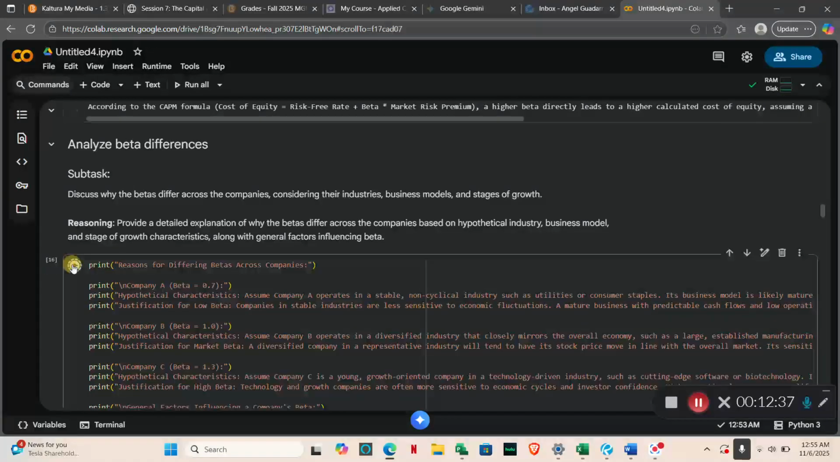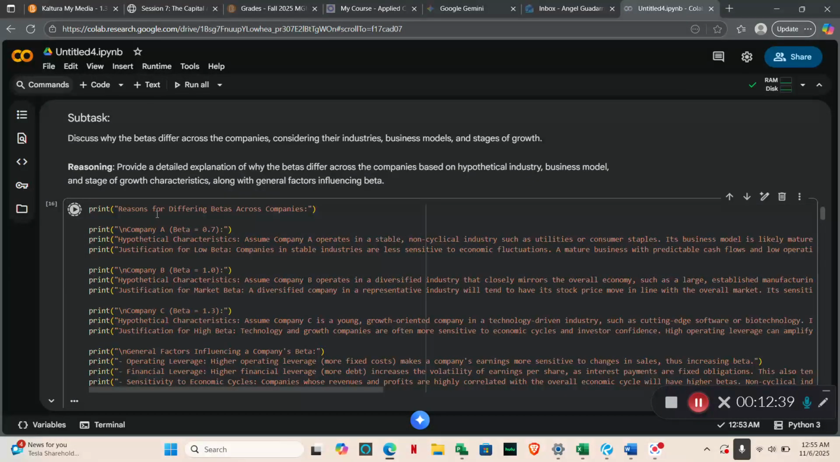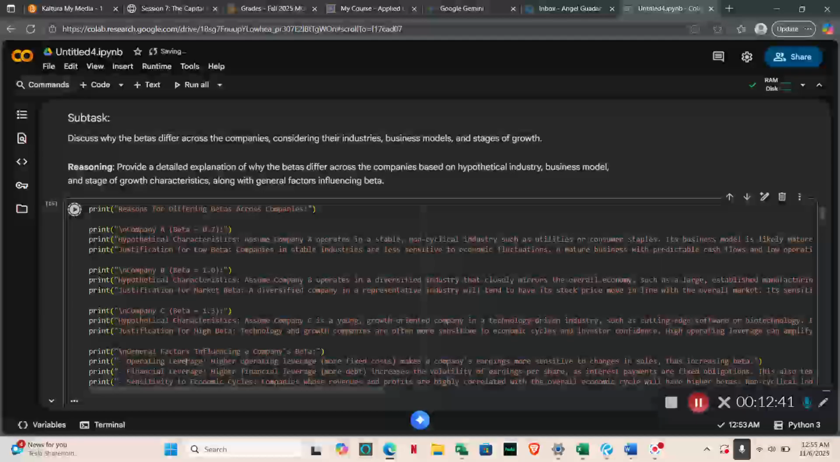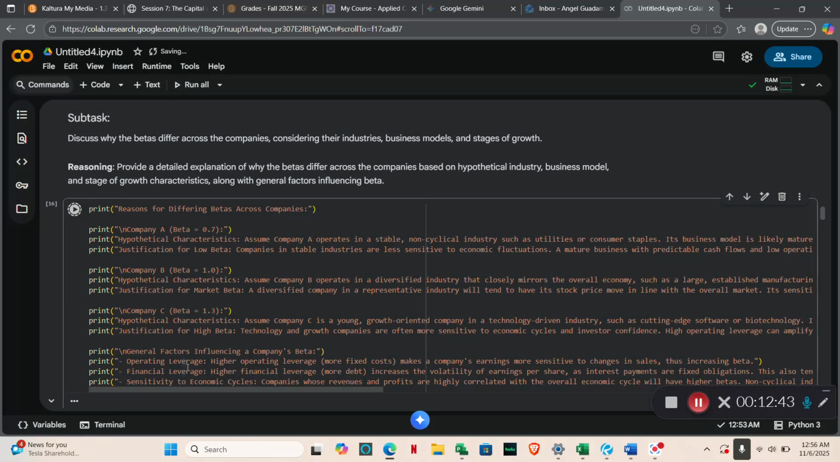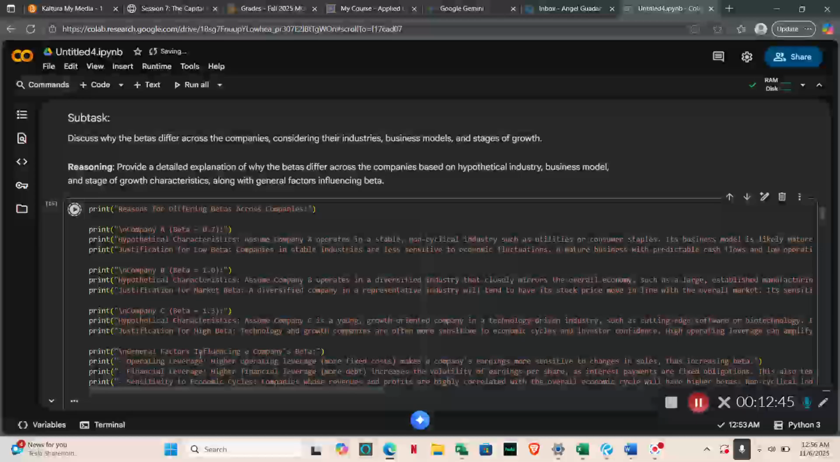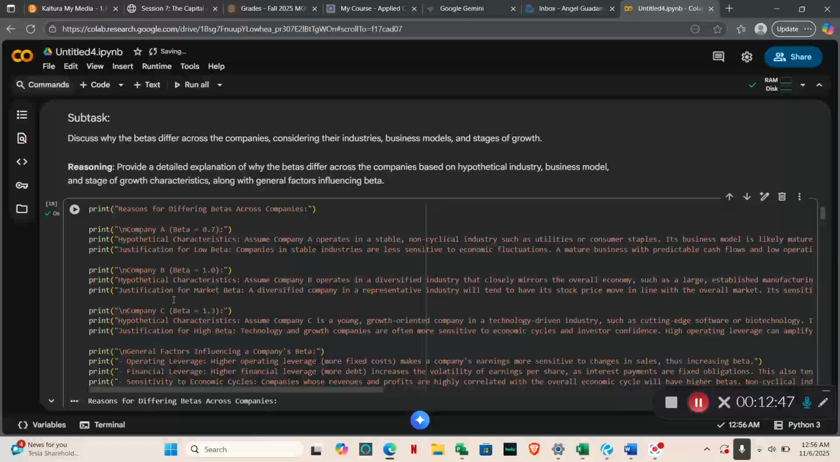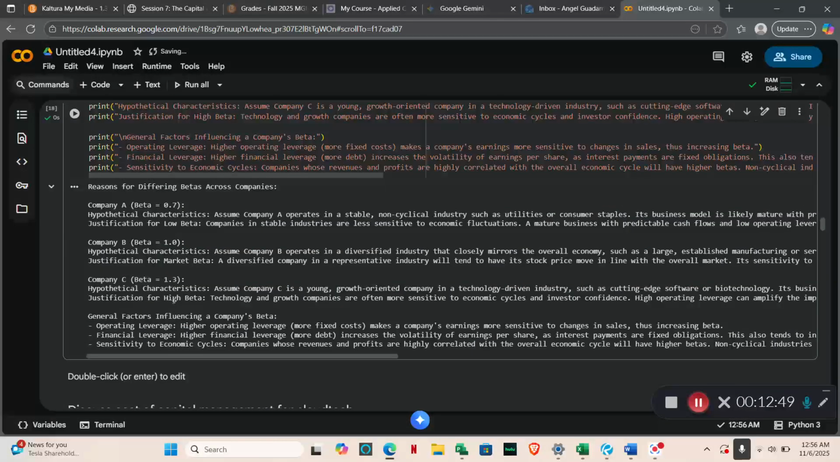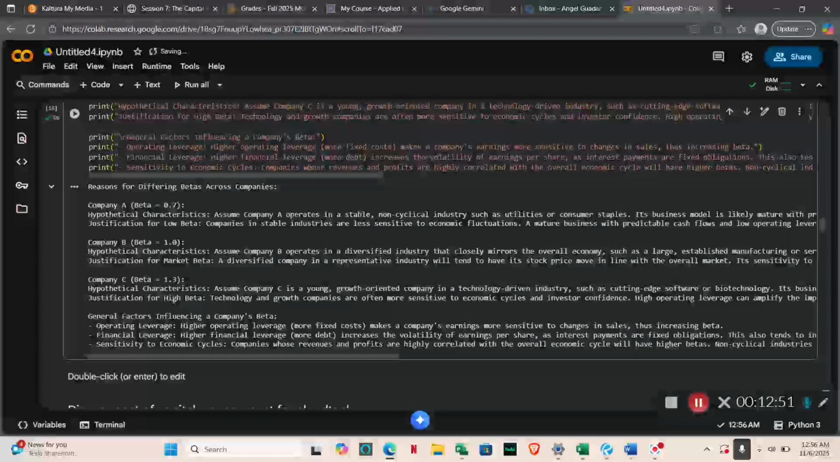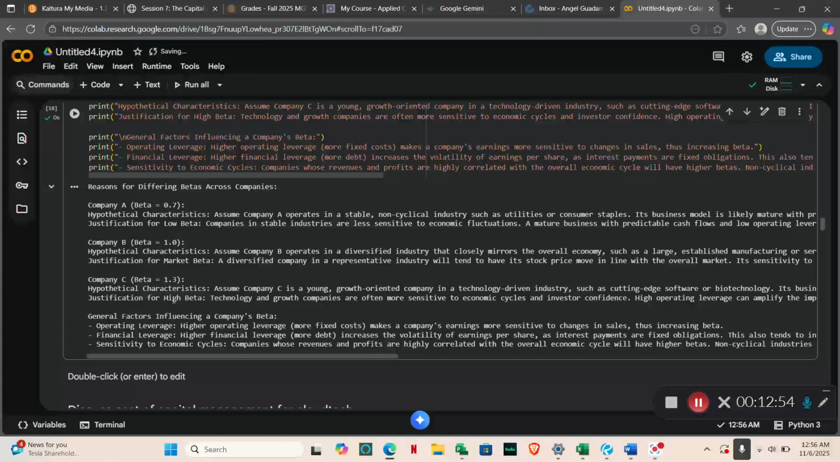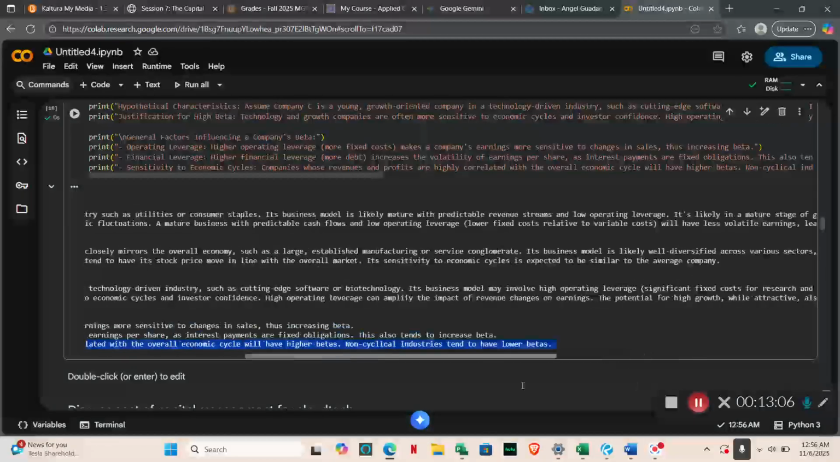This is because investors require a higher return for taking on more systematic risk. So to analyze these differences, we basically just compare each, the factors influencing the company's beta, and describe the characteristics for each. So for A, we have a beta of 0.7. Assume company A operates in a stable, non-cyclical industry such as utilities or consumer staples. Its business model is likely mature, and so on and so forth.